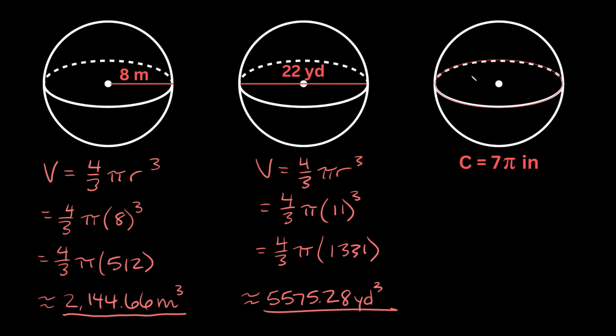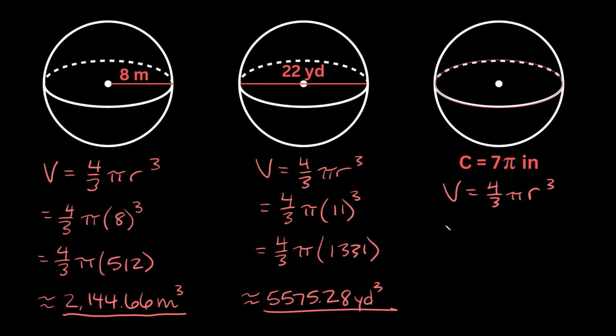Here you can see that this sphere is kind of messed up. It's being mean to us because it's hiding the radius and the diameter. All it tells us is that the circumference is equal to 7 pi inches. The circumference is just the fattest part around the sphere. Let's start with what we know, which is the volume formula: the volume is equal to 4/3 times pi r cubed.